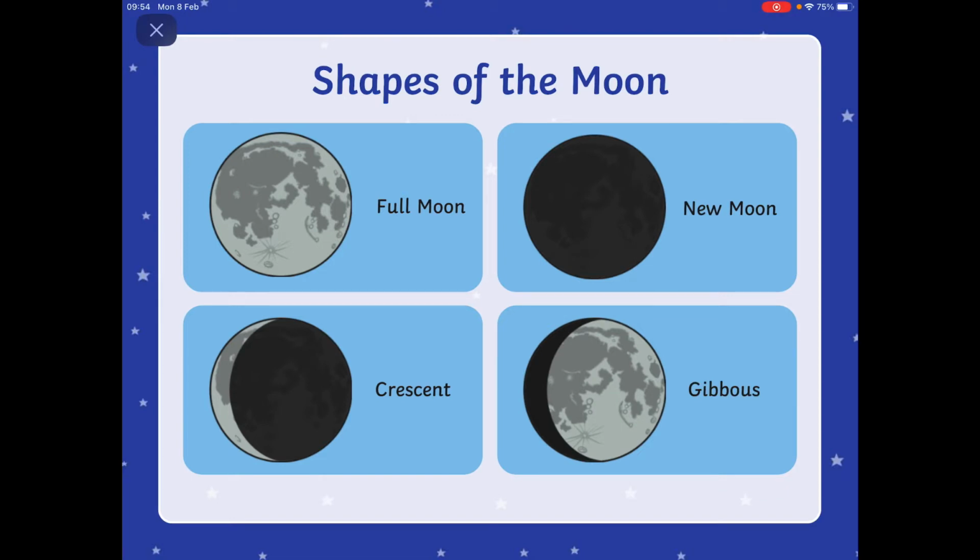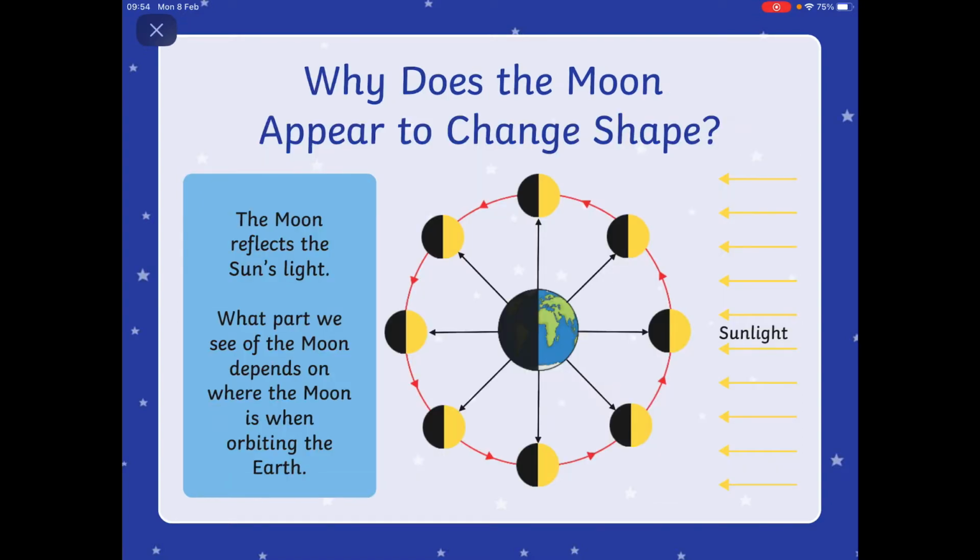Now I must admit, children, the gibbous is a new one on me. So it's sort of the opposite of the crescent. We've got the crescent there where you can only see a little bit of the moon, and then the gibbous where you can see most but not all of the moon.